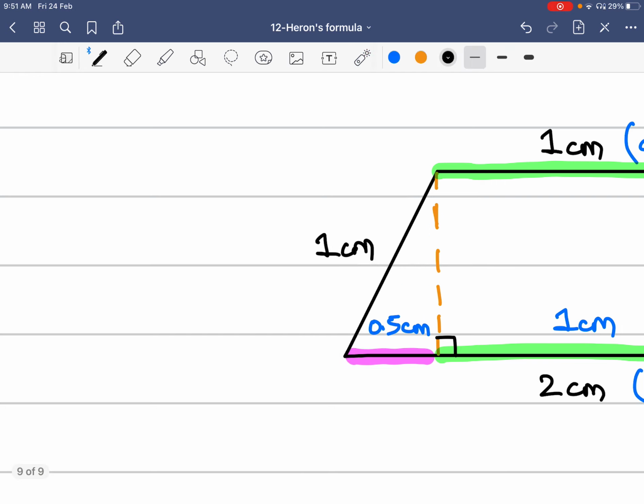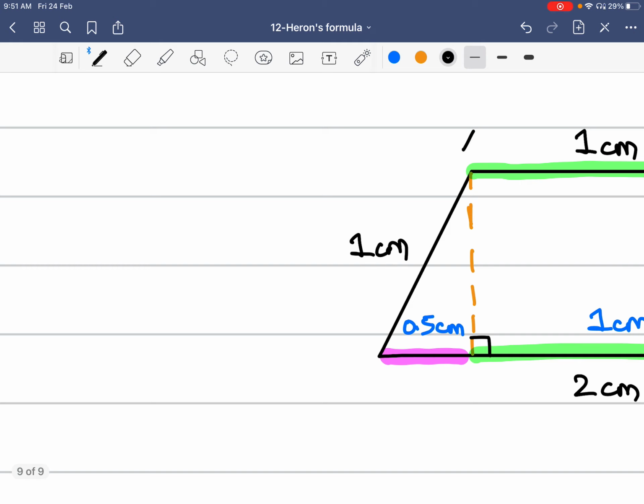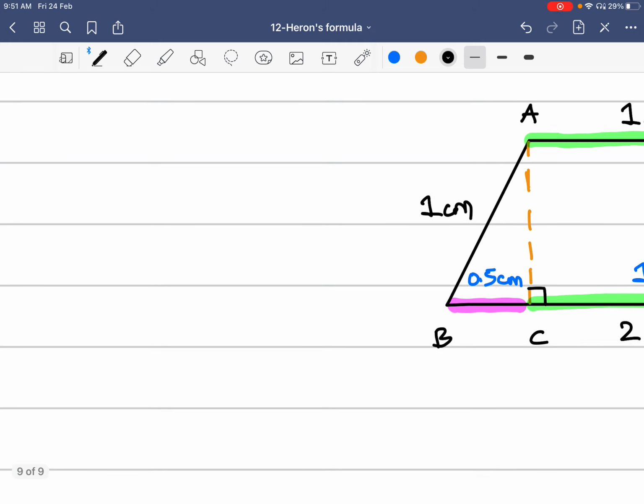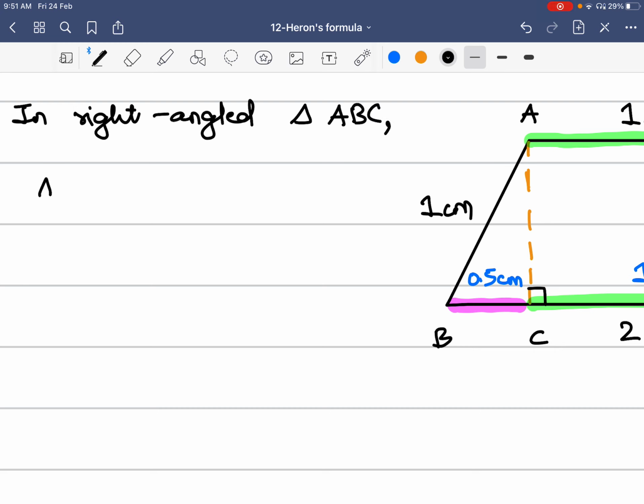So let's name it. Let's call these A, B, and C. In right angled triangle ABC, we will say AB square is equal to BC square plus AC square. Why can we say this? Because it's basically the Pythagoras theorem. So let's make a note of that.